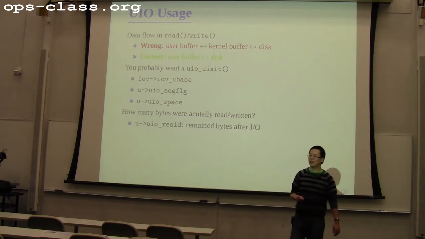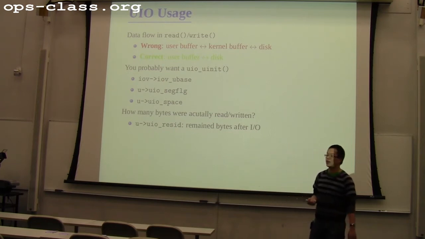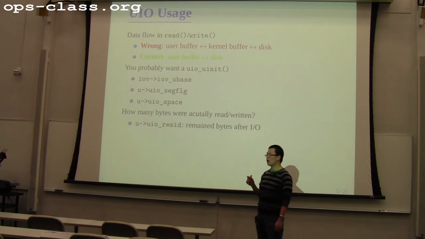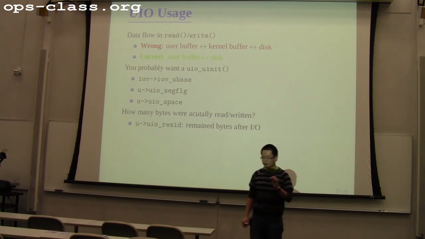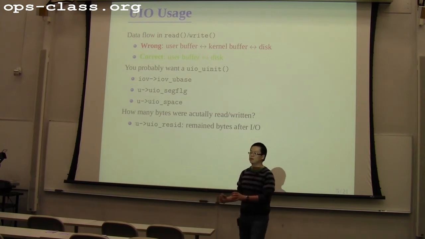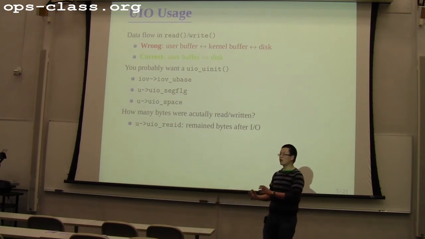But if I do it directly from the user buffer to disk, isn't there a chance of the data being corrupted or something? Yes, that's the great thing about UIO. If you do VOP_READ, it returns success or not, right? VOP_READ or VOP_WRITE will actually check if the user space buffer is correct. If the user space buffer is not correct, it will return some error instead of performing the I/O.